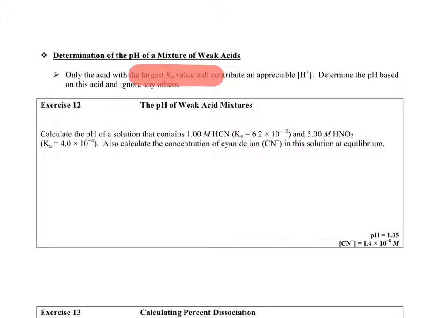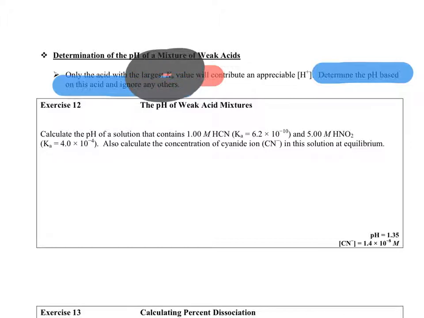So what do you do if you have a mixture of strong acid or a mixture of two acids? Determine the pH based on the stronger acid and ignore any others. So if you have a strong acid and a weak acid, you just use the pH from the strong acid. If you have a mixture of two weak acids, then you look at their Ka values. The one with the larger Ka is the one that we're going to use to determine the pH.